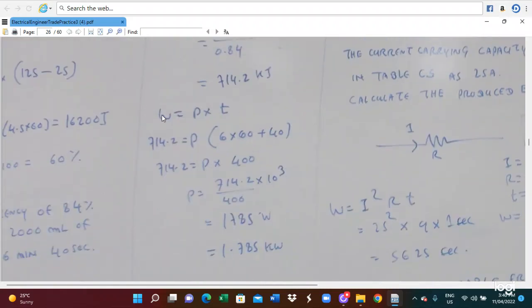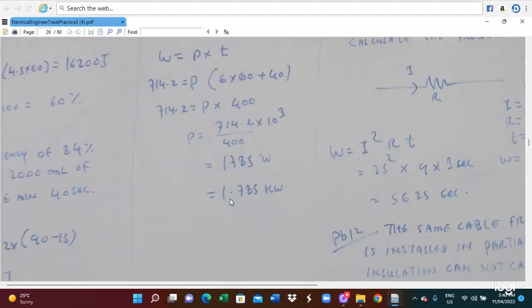Then Q is equal to P multiplied by T, so 714, and power is unknown. Time is 6 minutes 40 seconds, so 6 multiplied by 60 plus 40, then you get 400, so we calculate the power as 1.785 kilowatts.